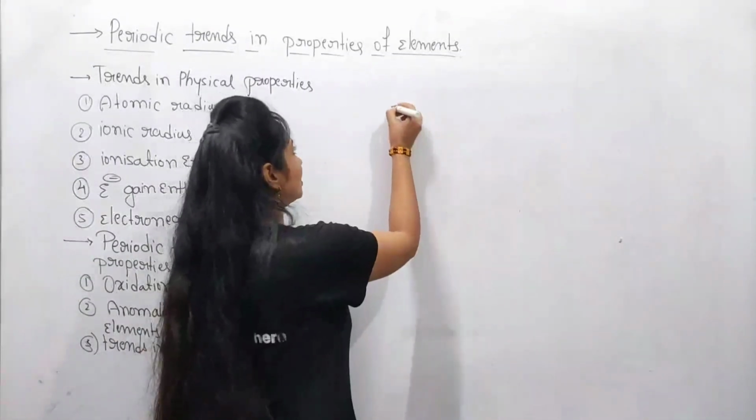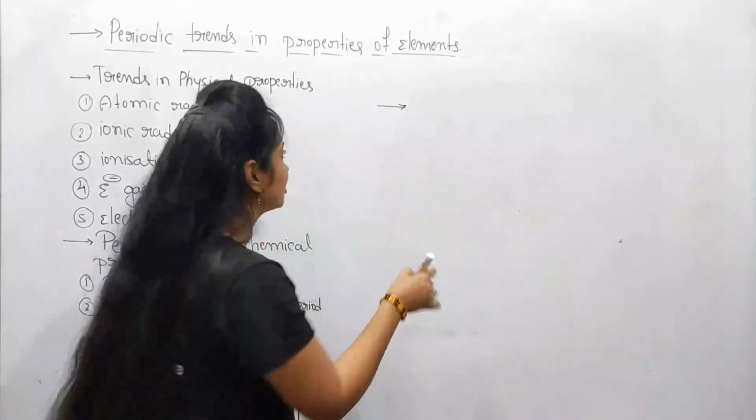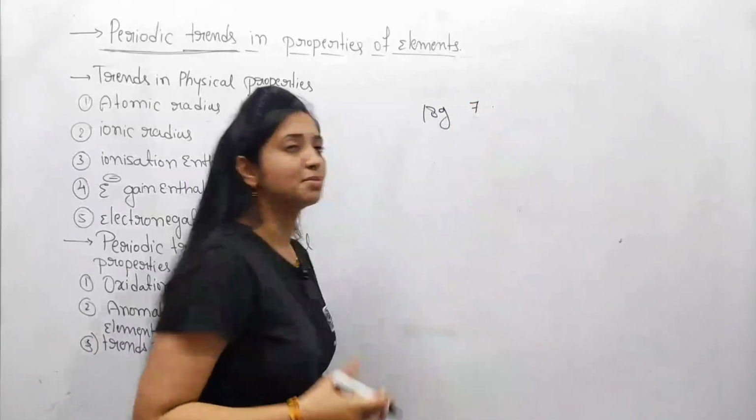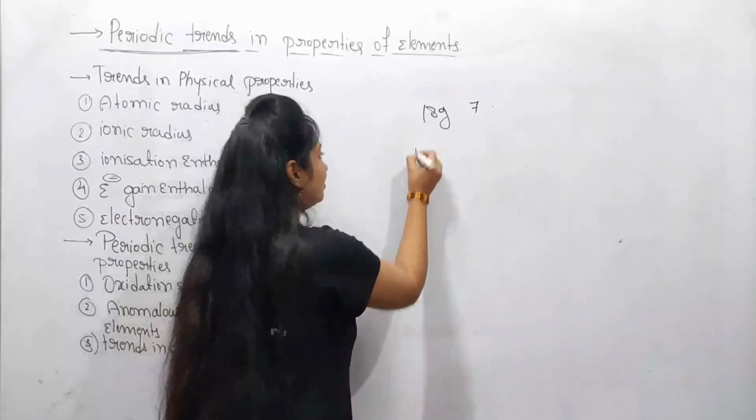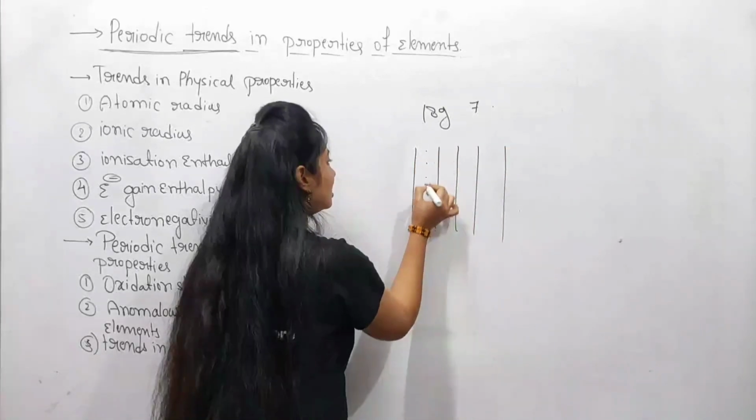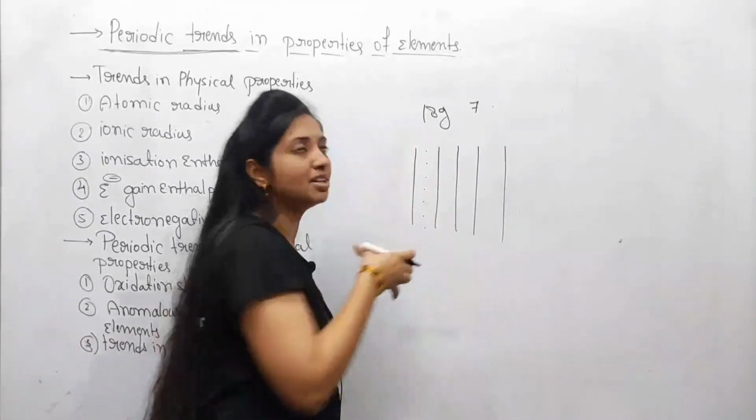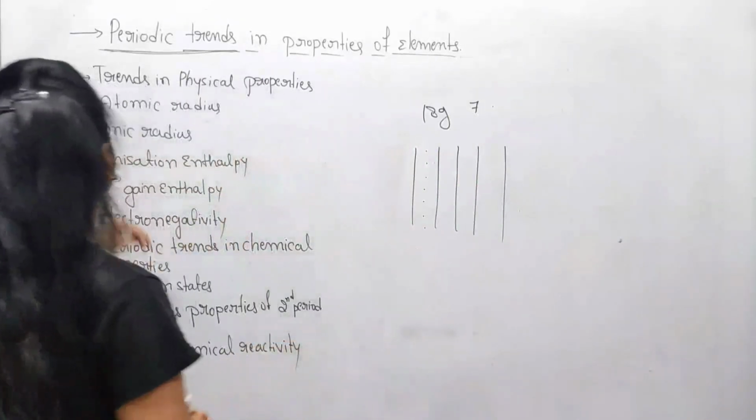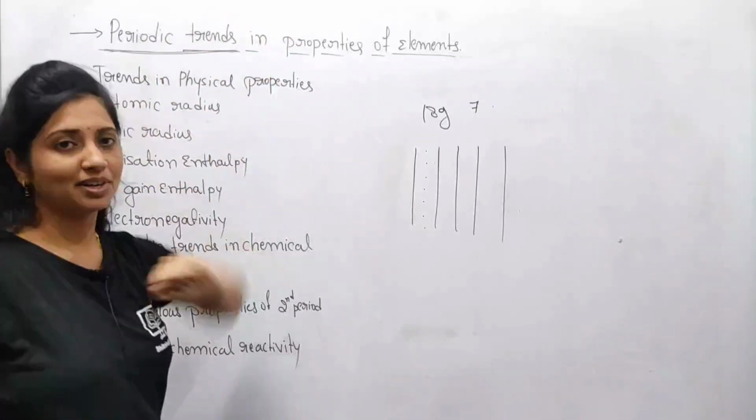Just remember the point: there are 18 groups and 7 periods in the modern periodic table, and every particular group has elements with similar properties. Just remember this point. Let's come to the point, periodic trends in properties.